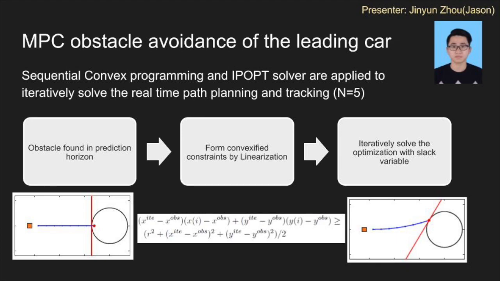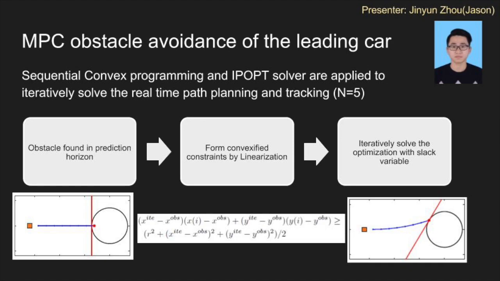Hi, I'm Jason. I'm going to introduce the algorithms and the results of the MPC obstacle avoidance of the leading car. In this case, we apply sequential convex programming and the interior point solver to iteratively solve the real-time path planning and tracking. The prediction horizon we have is 5 time steps. Each time step is about 0.2 seconds, which is also the sampling time in our system model.